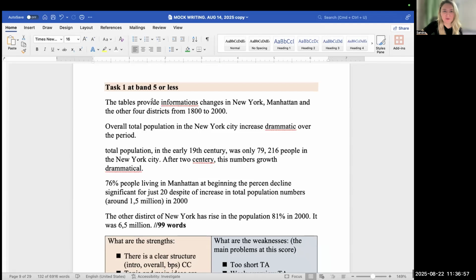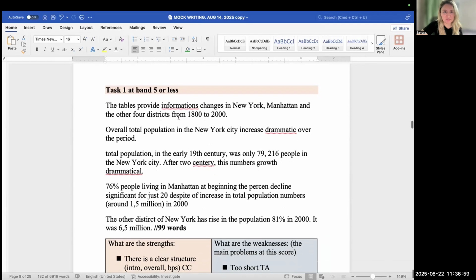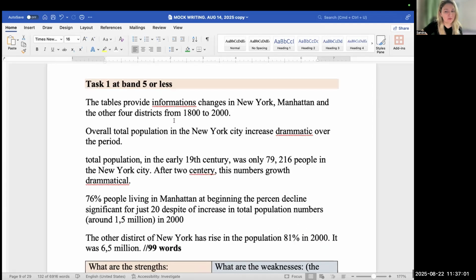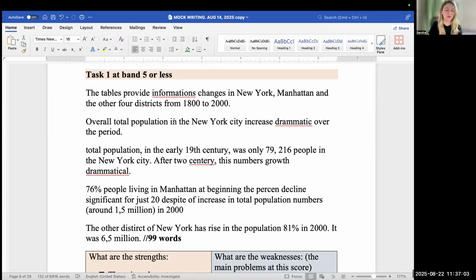Now, at level 5 or less, this is what the writing might look like. Okay, this is just one possibility. As you can see, first of all, it has fewer words than necessary, right? We need 150 words at least, but here we have 99 words. And why do we have 99 words? The candidate who writes like that might say, well, I didn't have enough time, or I didn't know a lot of words. But is the problem really not knowing a lot of words?